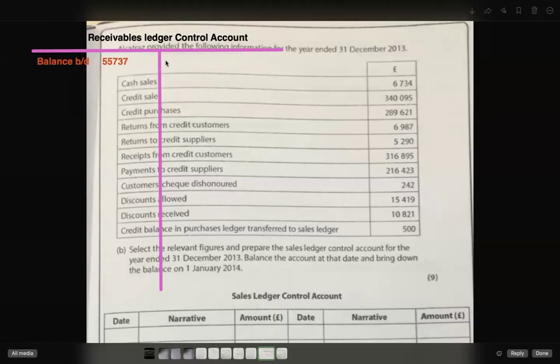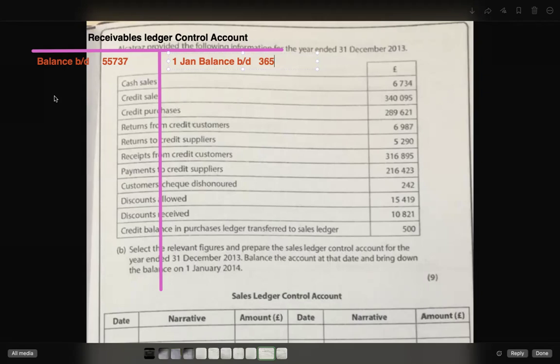What was the credit balance? Wait, we have 365. Write down the date. 365. Yes. What is the journal amount? 365. Okay. Now, from the background questions, which item do you think will appear on this receivable ledger control account?